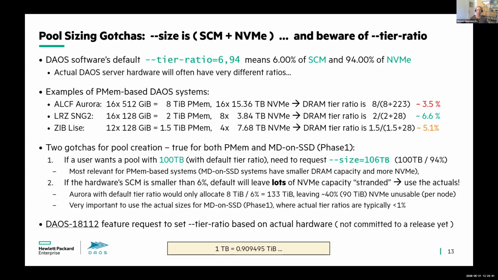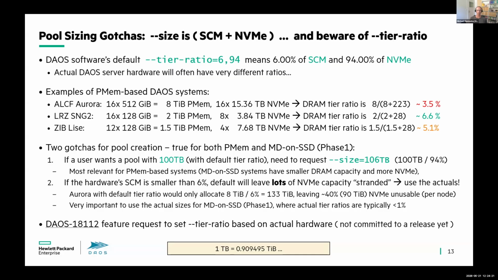And there are two implications of this mechanism on how we structure the sizing of those two tiers. The first one, which is a bit annoying for an end user, is that the size parameter itself is the total of the two. As a user, I don't really care how much SCM DAOS needs internally. What I care about is the space that I can get. But that's only 95% of what you specify on the command. So if you want 100 terabytes in the default scenario, you have to divide that by 0.94, and you have to allocate something like 106 and a bit terabytes to get to the 100 terabytes usable.